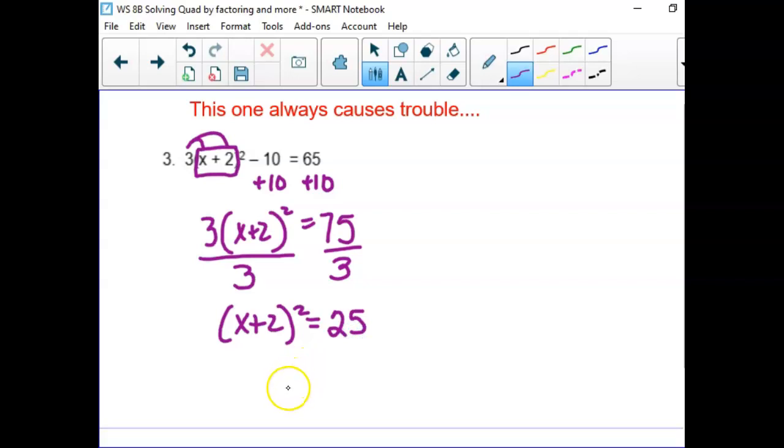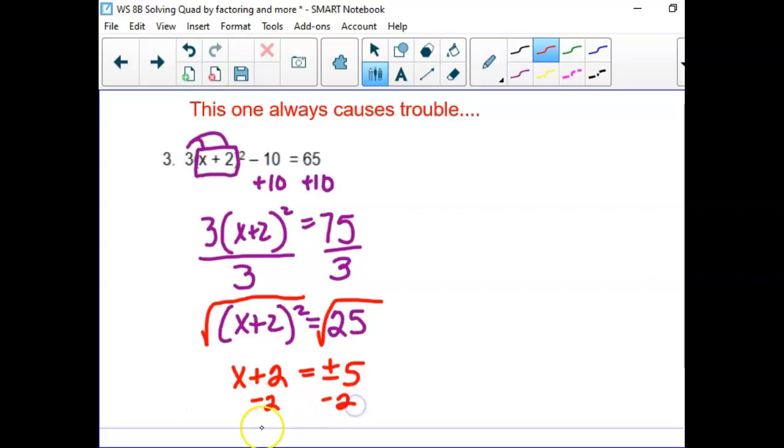Now, does this look like the last problem? Now we can square root. We need to remember that it had an x in it, so we need a plus or minus. What's the square root of 25? I need to subtract 2 over to this side. So I have a -2 plus or minus 5.